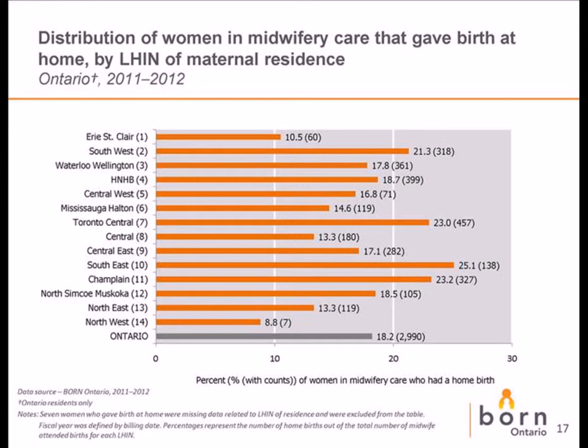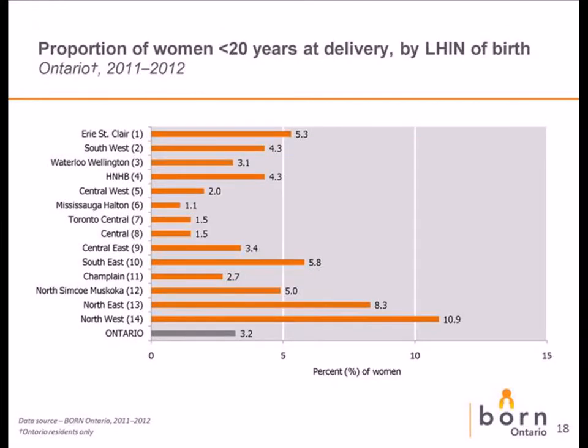This is a distribution of women in midwifery care that gave birth at home. And so you can see that in Ontario, there were 2,990 babies that were born at home out of the total. And so you can see what's happening in each of your LHINs. This is actually the percentage of those babies born at home, not of the total numbers for the province.